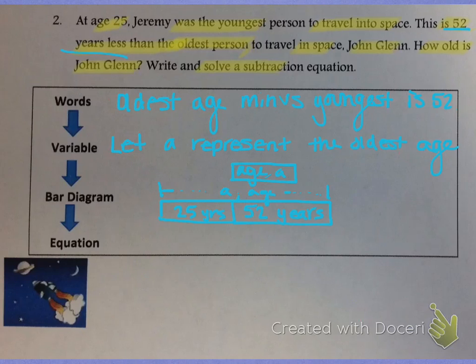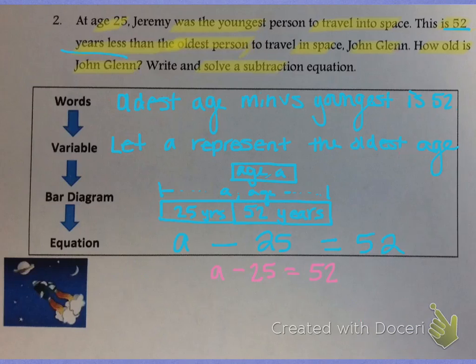So let's write an equation. What do I know? I know that the oldest age of A minus the youngest age, which is 25, equals 52. So let's solve this. So we have A minus 25 equals 52. It is subtraction, so we're going to have to do the opposite, which is addition.